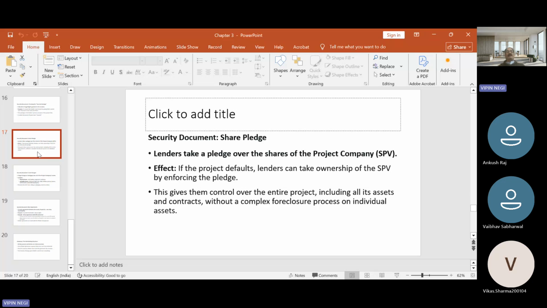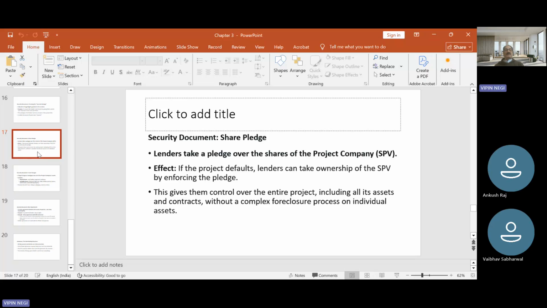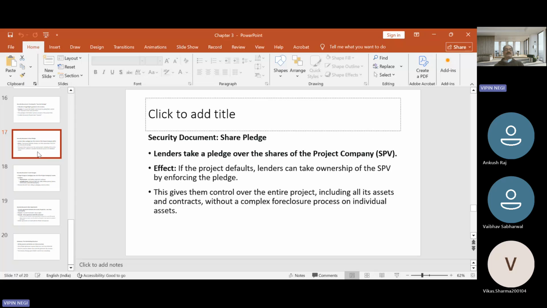So let's talk now about the assignment of key contracts. What are the key documents? The first one is the concession agreement. Second is the licensing agreement. Third one is insurance contracts. Then offtake agreements, construction contracts, and so on. They are assigned to the bankers. And in the light of the lack of tangible security, the assignment assumes importance in certain types of infrastructure projects.